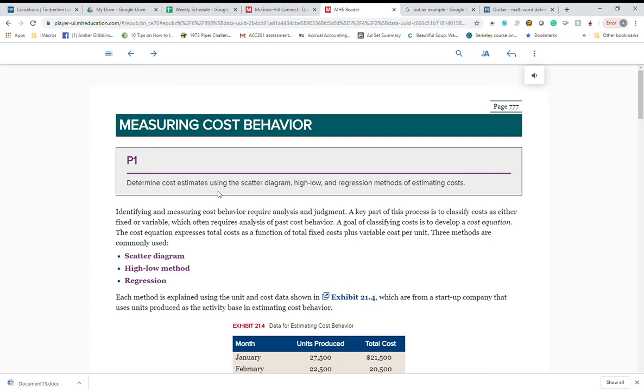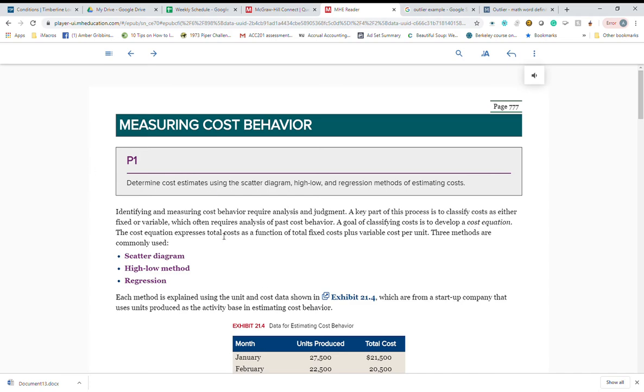All right, so there's 3 different methods to use. One of them is called the scatter diagram. It's a good old-fashioned plot point on your X and Y diagram. The second one is the high-low method, which is an equation, and the final one is regression. As far as measuring costs, regression is the absolute best way to do this. By far, regression is the top way for accuracy.